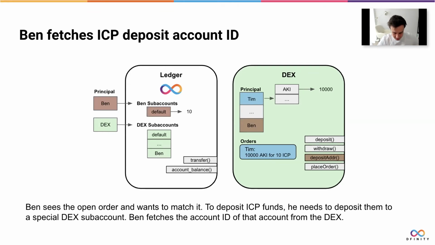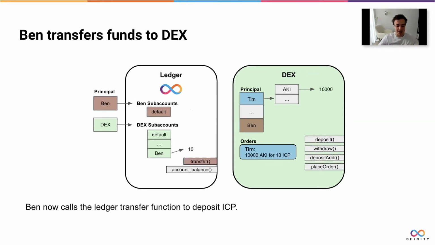So what happens? If Ben wants to give ICP to the DEX, which has the ability to hold ICP, Ben first calls the DEX and asks for a special deposit address. He gets a special DEX sub account, which lets the DEX know that he is the one who transferred the funds there, to distinguish when different people send funds. Now Ben calls the transfer function and transfers this ICP to the deposit address he just received from the DEX.